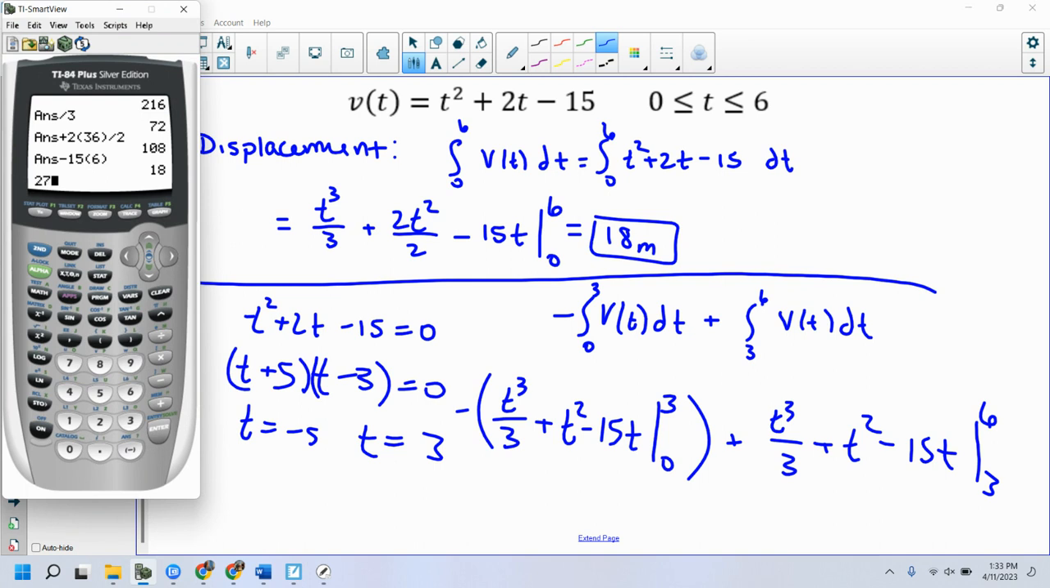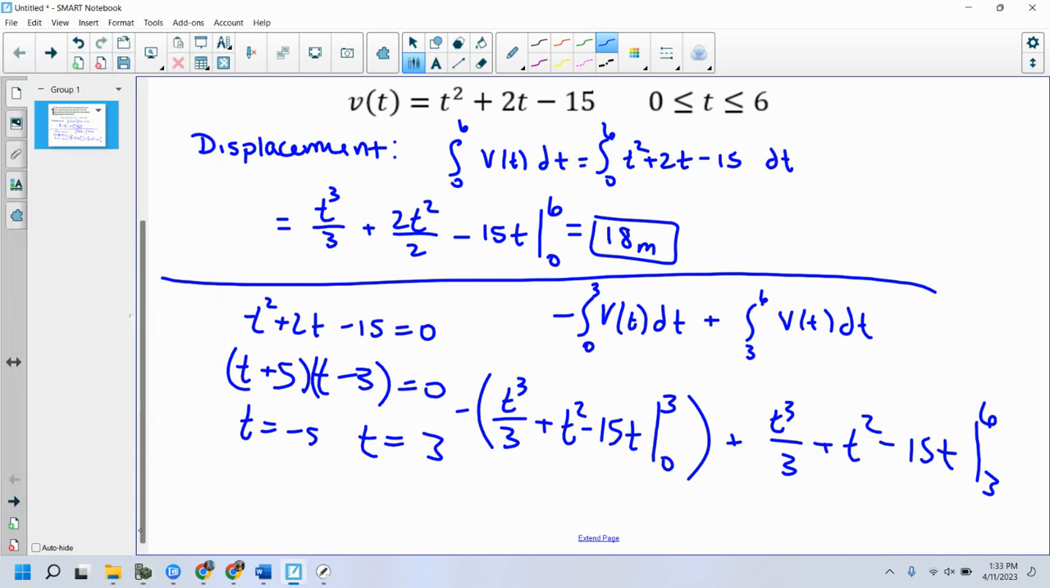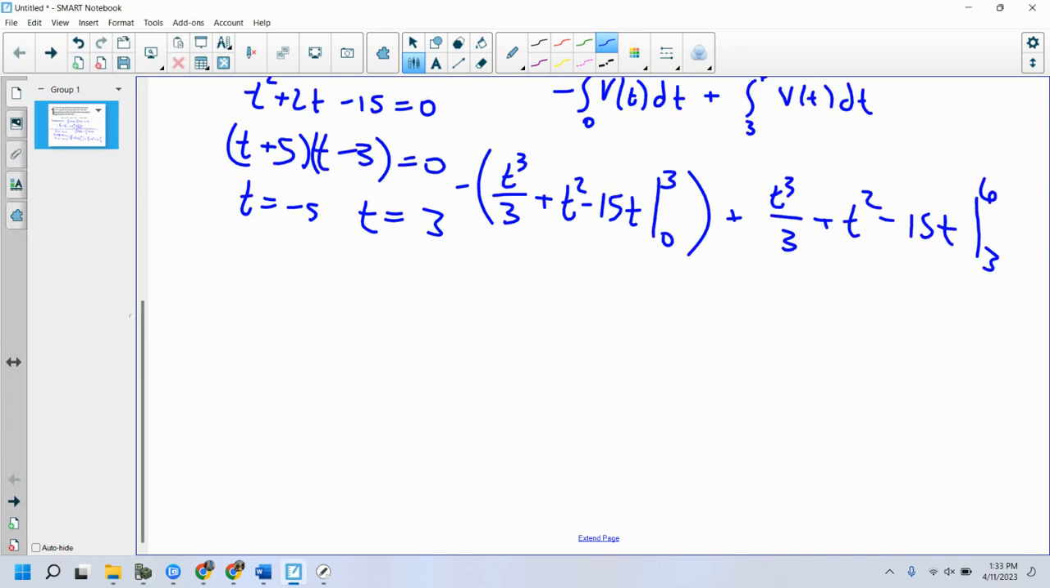So 3 to the third, which is 27, divided by 3, well, that's just 9 again, plus 3 squared, which is 9, minus 15 times 3. So total negative 27 meters, right? I'm moving in the negative direction, 27 meters, but I'm still moving that distance, 27 meters. So negative negative cancels out, positive 27 meters, plus the distance from second 3 to second 6.